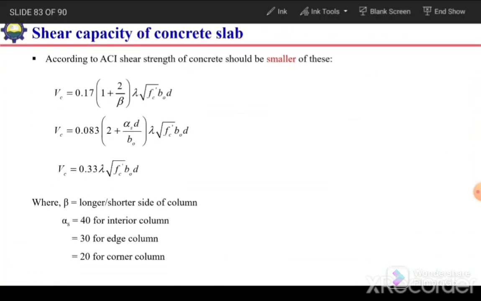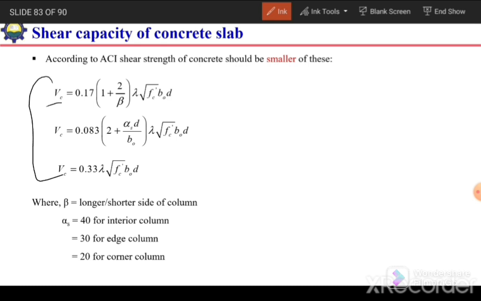Okay, so we have seen how we can calculate the applied two-way shear. The resistive two-way shear, or the resistance provided by the concrete to resist the applied punching shear, is given by these three equations. These are the equations given by the ACI code, and we need to select the least value out of these three.